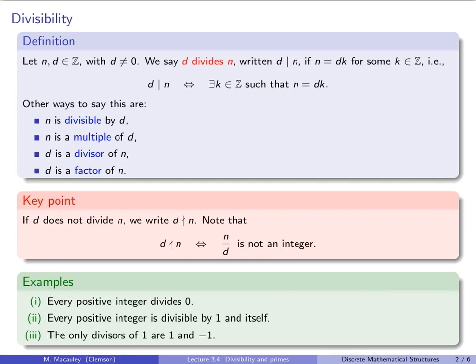Finally, the only divisors of 1 are 1 and itself. So if d divides 1, then that means that 1 equals d times some integer k, and there's no way that we are going to be able to solve for a d and a k that are integers unless d and k are plus or minus 1. So they're either both -1 or both +1.